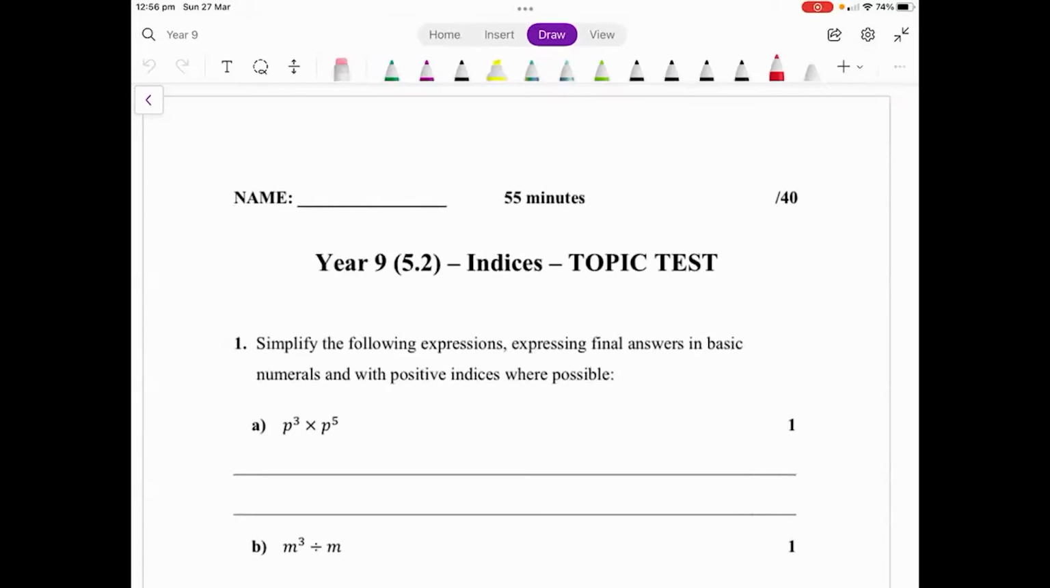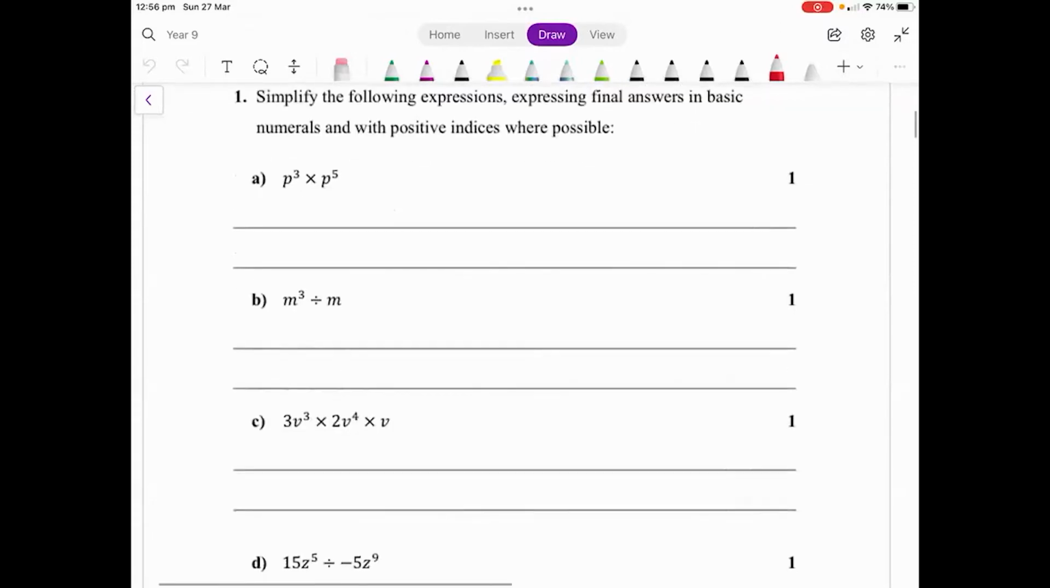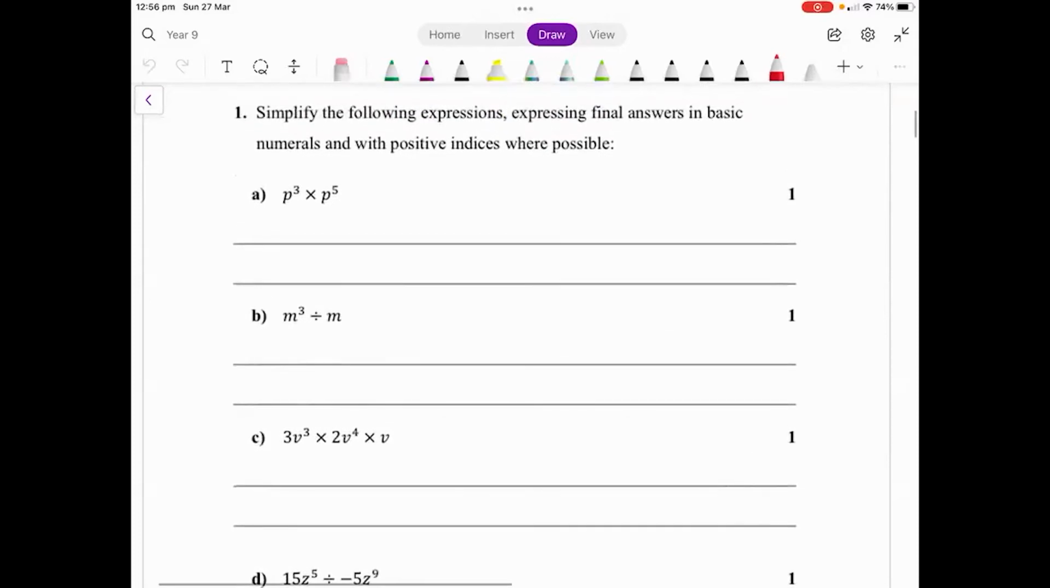Hey guys, welcome to the 2022 Year 9 5.2 Indices topic test. First question, we have p cubed times p to the power of 5. All we have to do is add the powers together, so it becomes p to the power of 8.